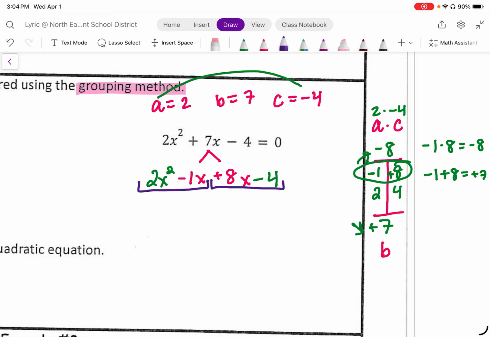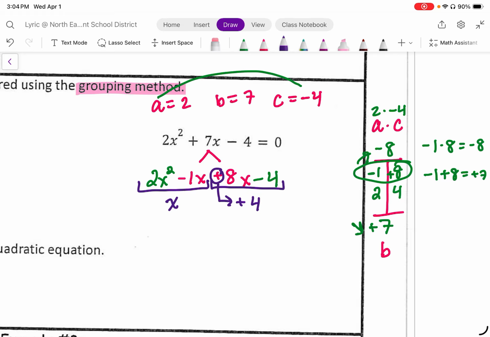Now from the first group, what is our greatest common factor? I see both terms have an x, so it looks like we can factor out 1x. From the second group, we need to take out the sign of the first term. This 8 is positive, so our factor is going to be positive. And what is the greatest common factor between 8 and 4? It is 4.